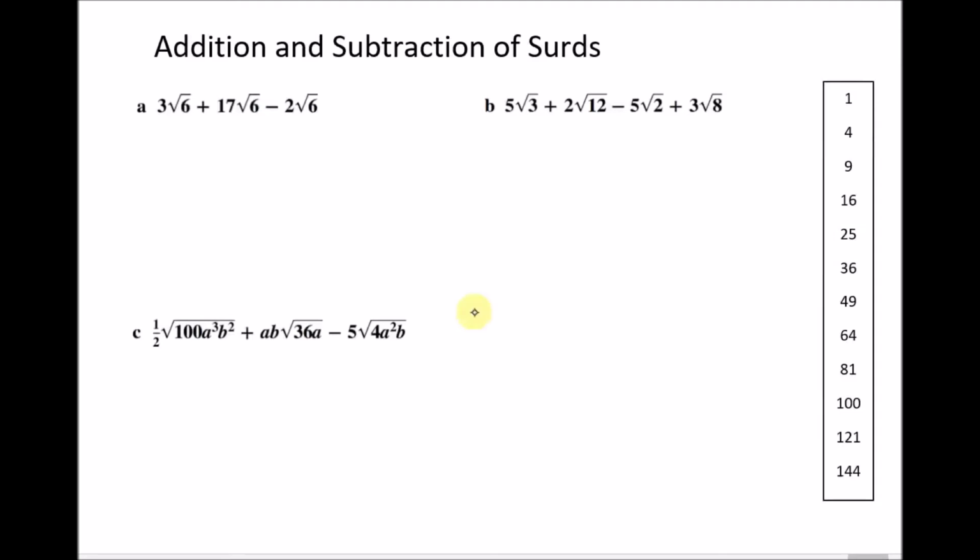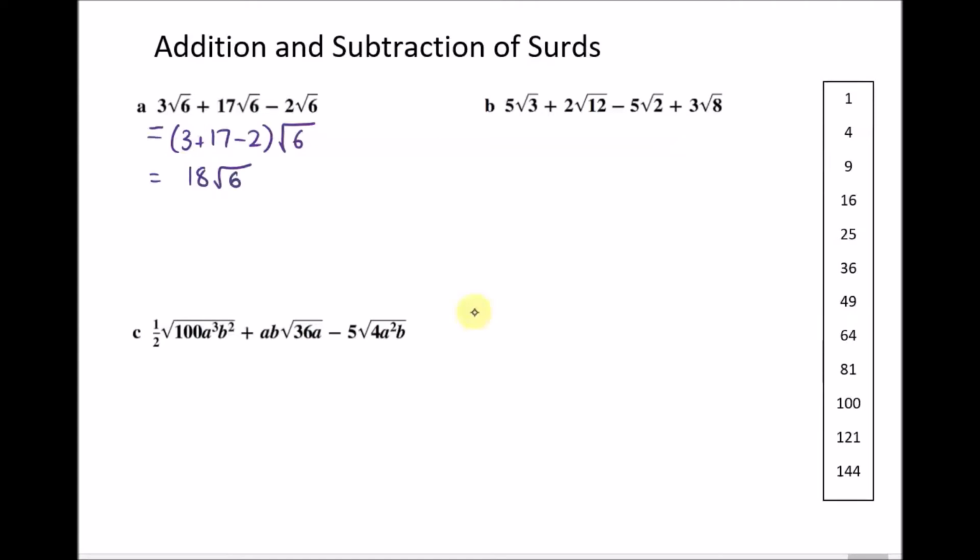So we add the numbers in the front of the surds, 3 plus 17 minus 2, and that will tell us how many lots of root 6 we have. So that is equal to 3 plus 17 minus 2 lots of root 6. And we simplify that, and that gives us 18 lots of root 6.